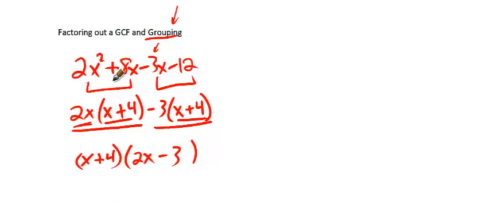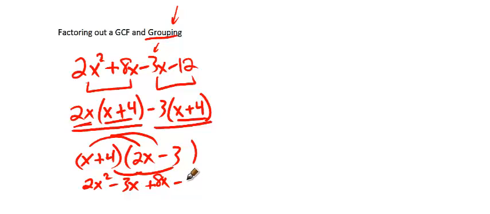Now, this is a little bit tricky. It doesn't quite look like what you're seeing. You can't really just see the beginning, so let's double check it. We'll FOIL this out. So you get a 2x squared minus 3x plus 8x and the minus 12. Now, the 3x and the 8x are in the wrong spots, but the 8x is positive and the 3x is negative, so it checks out.